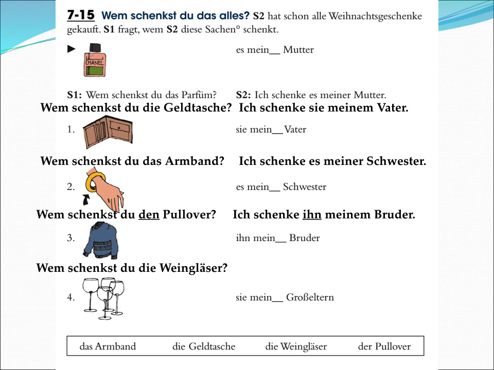And lastly, wem schenkst du die Weingläser? Ich schenke sie meinen Großeltern. Again, this was just reviewing what we already went over, but it allows us to jump into doing some brand new exercises together right now.